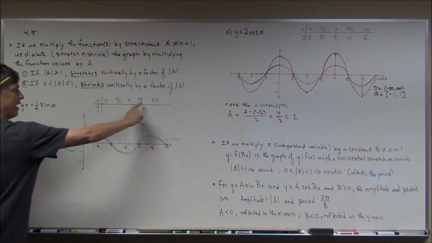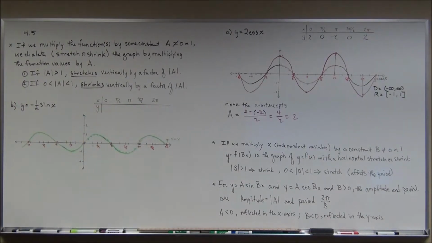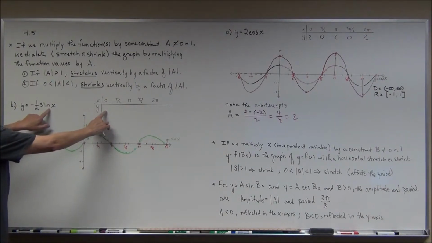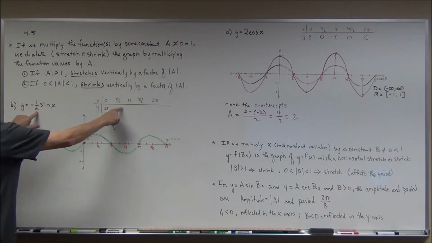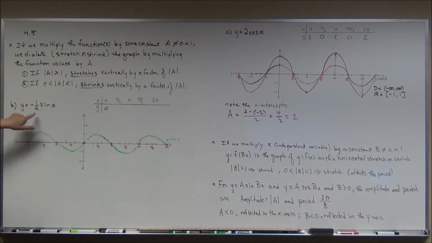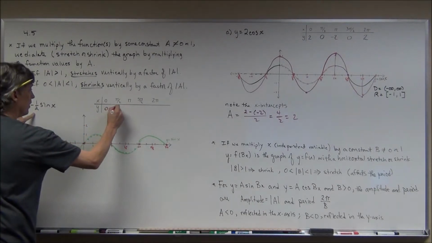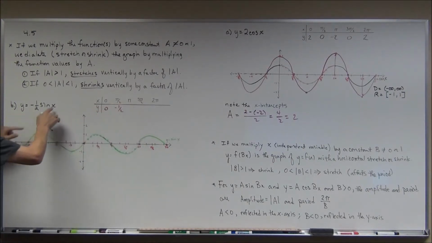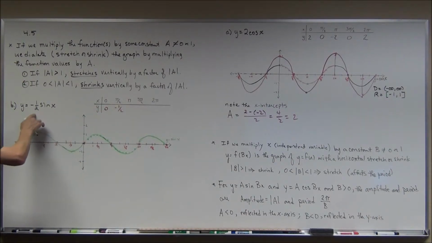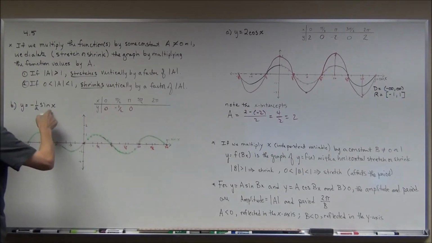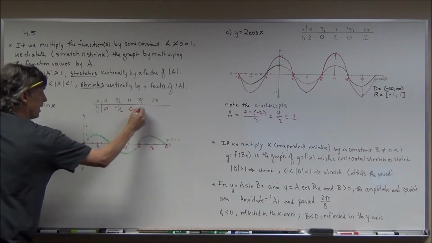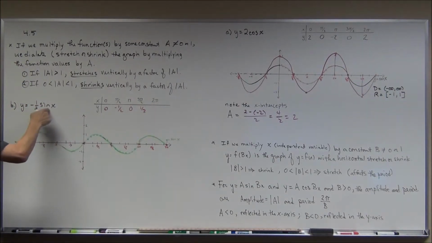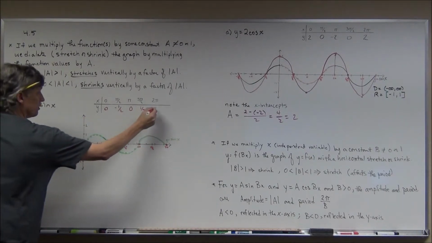So let's plug in these 5 key values again. Same 5 key values I used before to get my highs and my lows and my x-intercepts. If I plug in 0, the sine of 0 is 0 times -1/2 is still 0. If I plug in pi over 2, the sine of pi over 2 is 1 times -1/2 is -1/2. If I plug in pi, the sine of pi is 0 times -1/2 is 0. If I plug in 3 pi over 2, the sine of 3 pi over 2 is -1 times -1/2 is +1/2. And if I plug in 2 pi, the sine of 2 pi is 0 times -1/2 is 0.